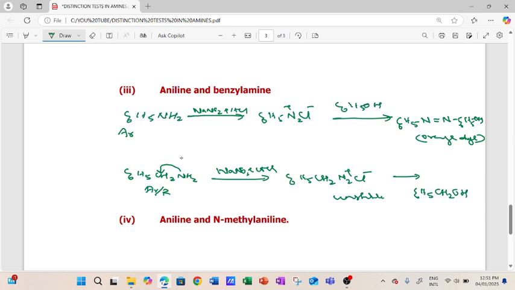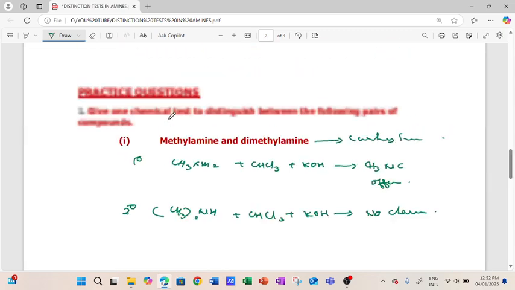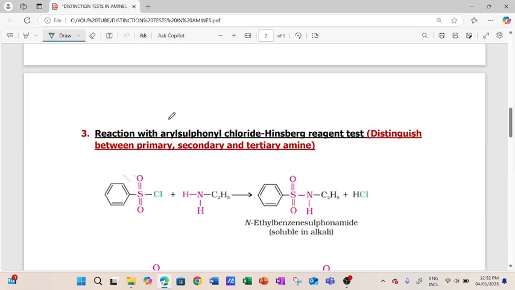So this reaction can be used as a conversion as well. How can we convert benzylamine to benzyl alcohol? Do diazotization first and then removal of nitrogen, and we get benzyl alcohol. This is how we can understand the presence of an aliphatic or aromatic amine.